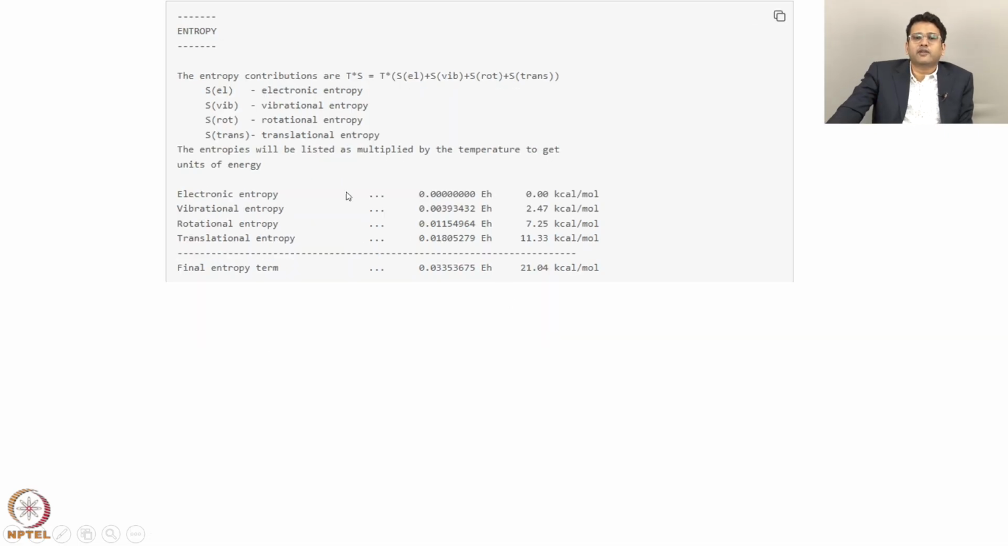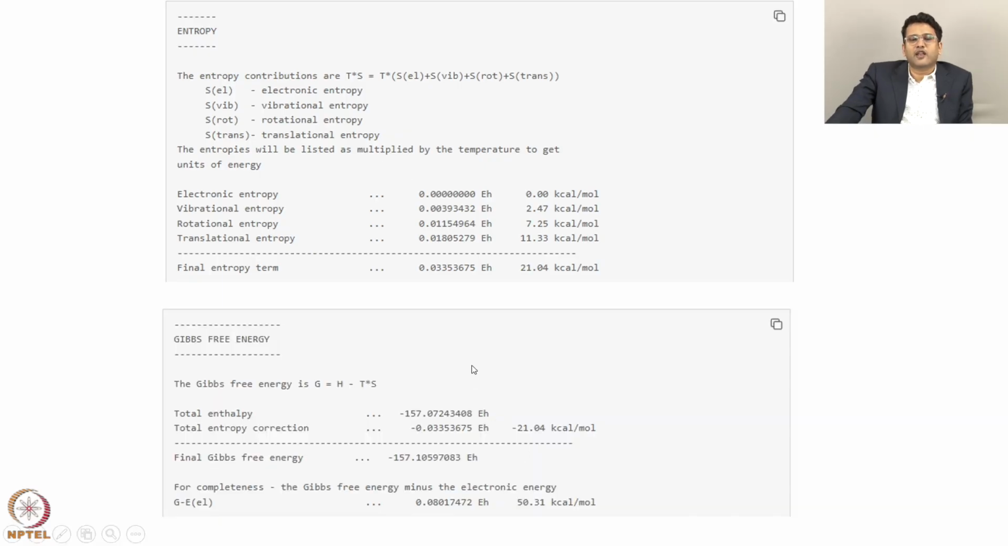Among the entropy contributions, generally the higher contributions are the translational and rotational entropy, because the states are non-degenerate in most of the cases we will discuss. So, the electronic entropy will be 0, and that gives the free energy. You can calculate it by doing the entropic and enthalpy corrections.